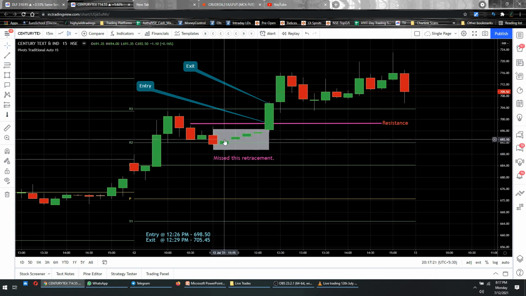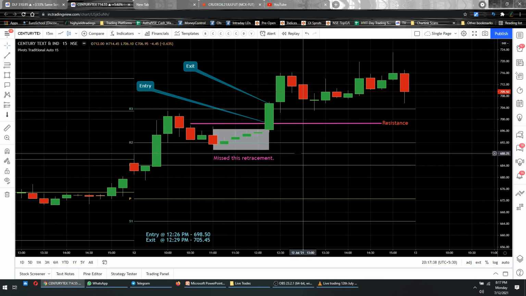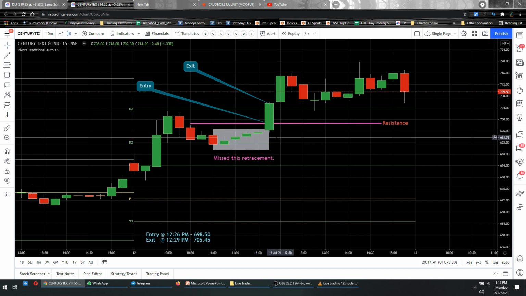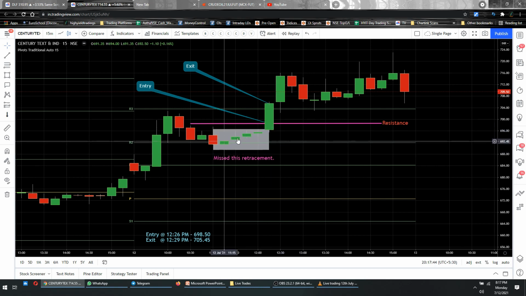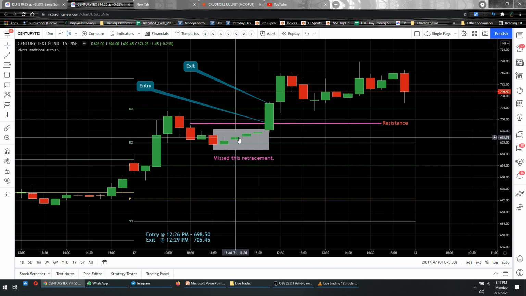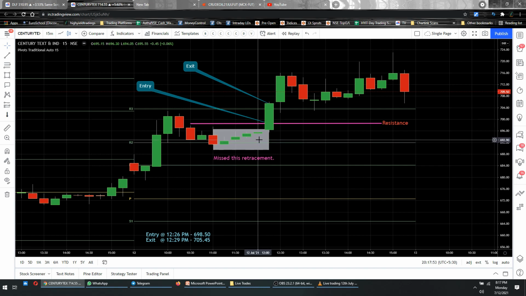And this is the candle which gave us the confirmation that Century Text is taking a support at a particular resistance level. The 11:15 candle. Now the reason why I have drawn this white background was because I missed this particular retracement. When this was actually happening, I did not note it. I did not check the chart from 11:15 till 12 o'clock or 12:15. I was busy hunting for some other scripts. That is the reason why I missed this retracement.